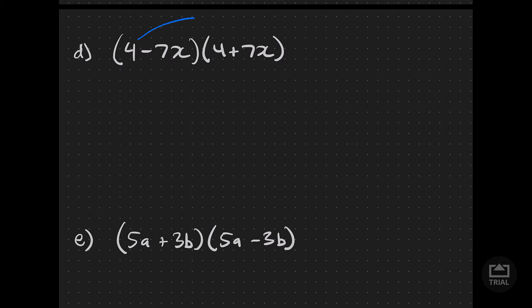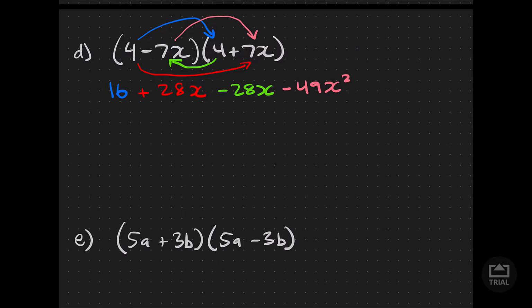Okay, so let's start off with multiplying the first together. So 4 times 4 becomes 16. Now we're going to go to the outside. Okay, so we got 4 times 7x, and that is going to be a plus 28x. Now if we go to the inside ones, I've got a 4 times a negative 7x, which is going to give us negative 28x. And finally, on the last ones, I've got negative 7x times positive 7x, which is going to be a negative times a positive, which is a negative. 7 times 7 is 49, and x times x is x squared.